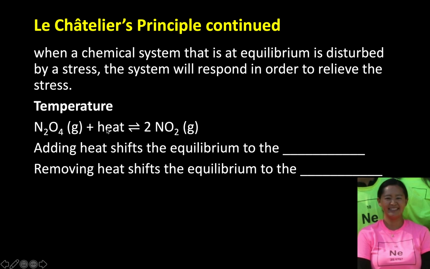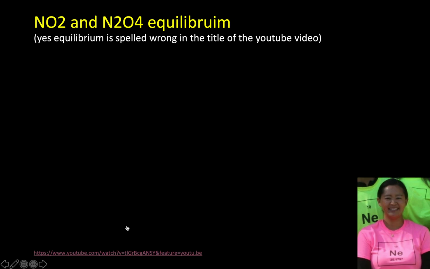So in this reaction, if we add heat, more of the product is formed, the NO2 gas. So if we add heat, that is going to shift the equilibrium to the right. Conversely, if we remove heat by cooling the system down, that's going to shift the equilibrium to the left. So temporarily, when we add a stress, either the forward reaction goes faster or the reverse reaction goes faster until a new equilibrium is reached. So I have a brief video to show you on this.